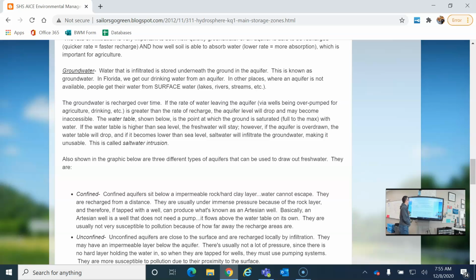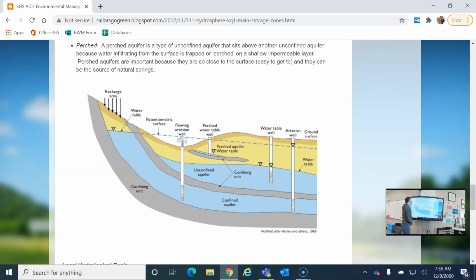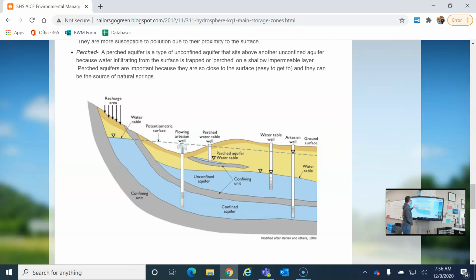If you're pumping water out of the aquifer faster than you're recharging it, the aquifer level will drop and will become inaccessible. If you find the water table, it is right here. This is basically an aquifer system. The water table is this point right here that you see labeled with the triangle. All right.